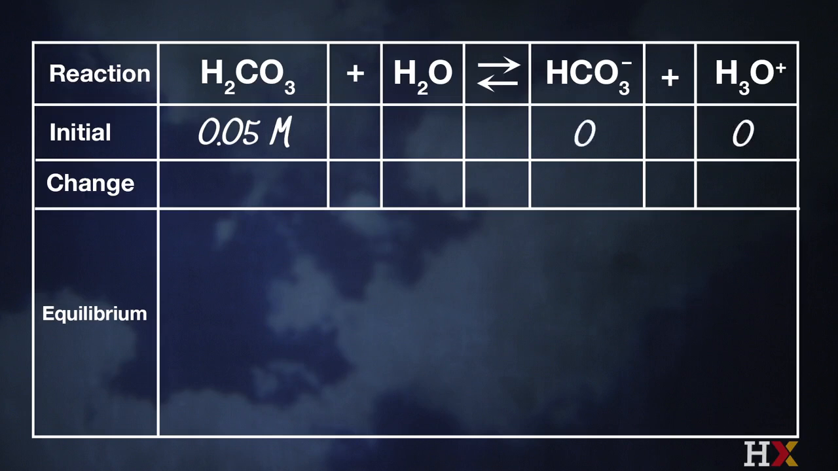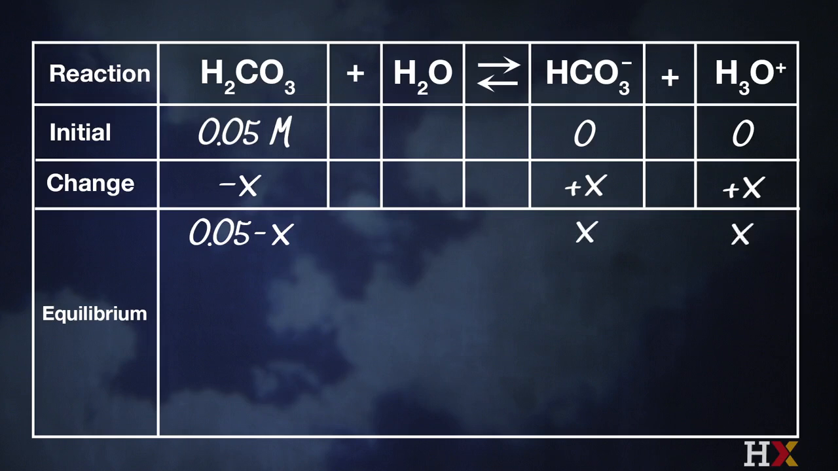So the change in the reaction resulting from the conversion of carbonic acid to the bicarbonate anion is minus X, and we're producing an equal amount of the bicarbonate anion and H3O+ in that reaction. That means that at equilibrium we have 0.05 minus X for the concentration of carbonic acid, and we have X for the produced concentration of the bicarbonate anion and H3O+.